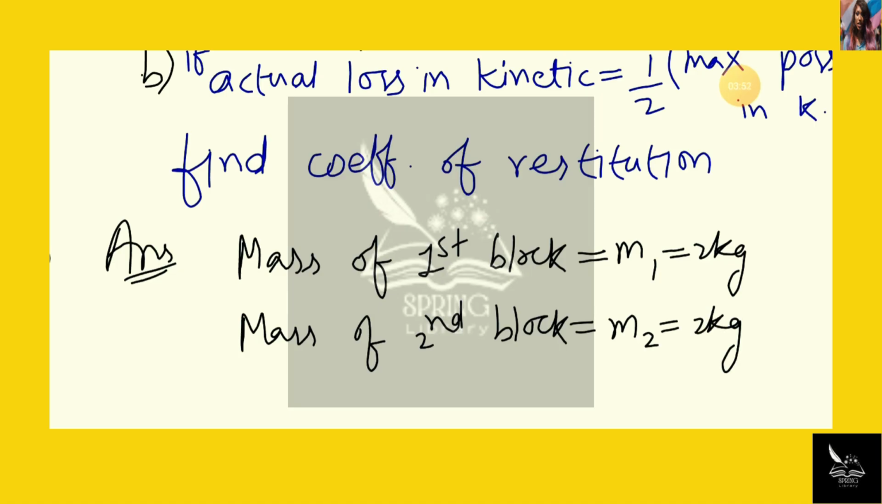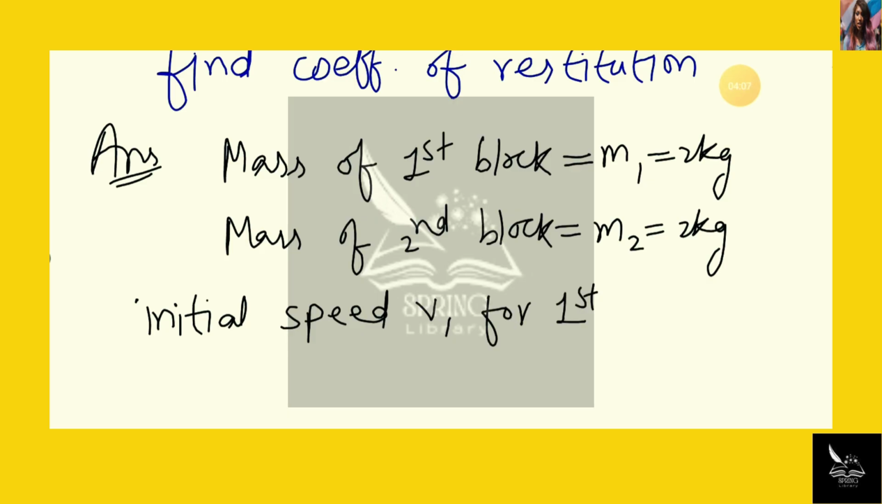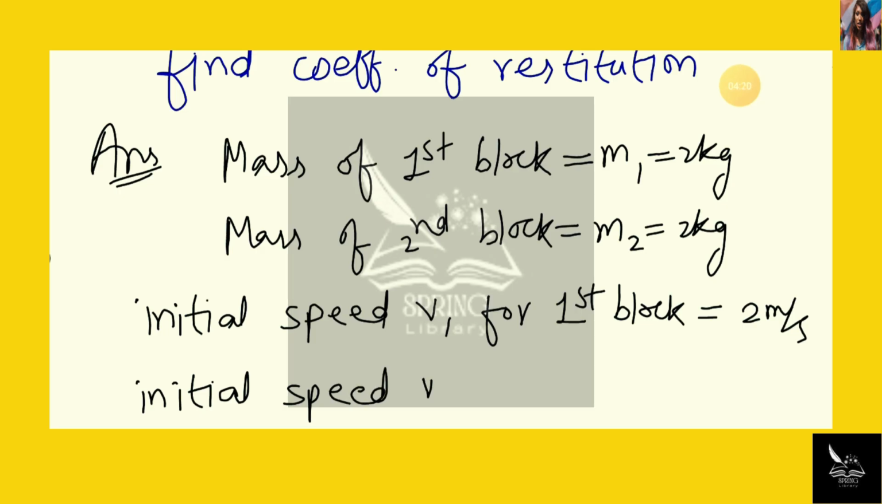Now the initial speed of the first block is given, that is v1 equal to 2 meter per second, and the initial speed of the second block will be 0 because it is at rest. So the initial speed v2 of the second block is equal to 0 meter per second.